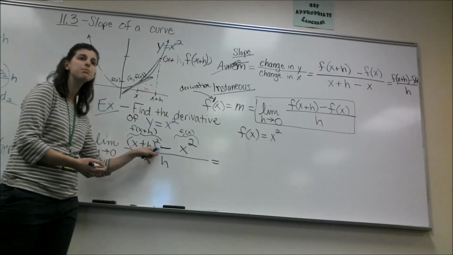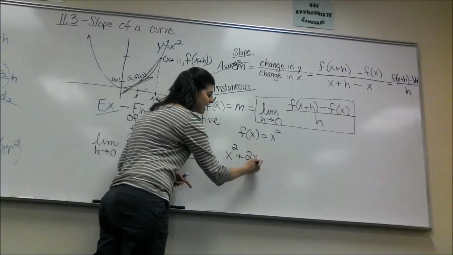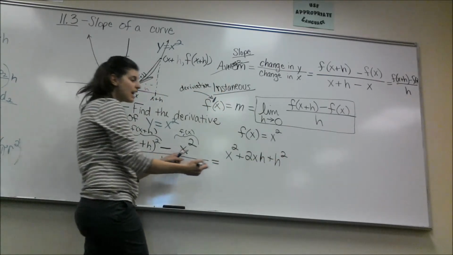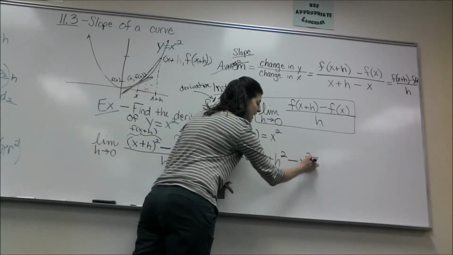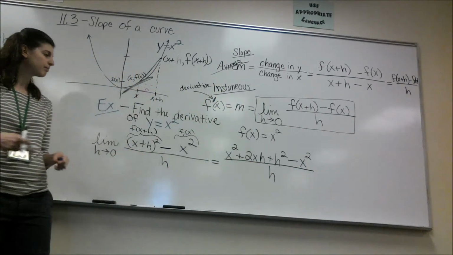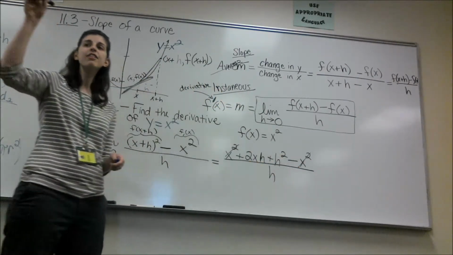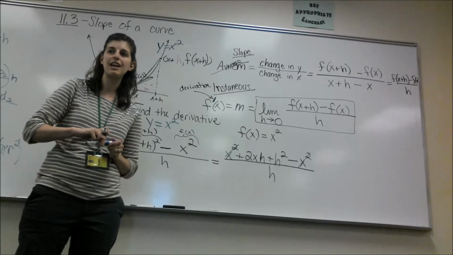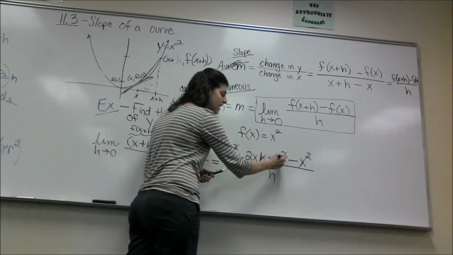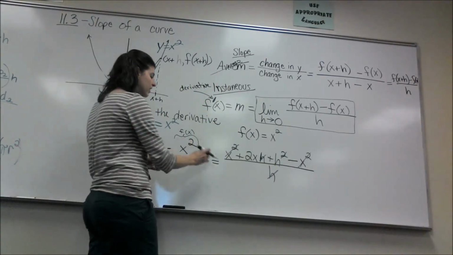If I FOIL x plus h, I'll get x squared plus 2xh plus h squared minus f of x, which is minus x squared, all over h. What happens? The x squareds cancel, and then everything you have left has an h in it. And because we're short on time, let's go ahead and cancel the h at the same point. Take an h out of everything, including the denominator.